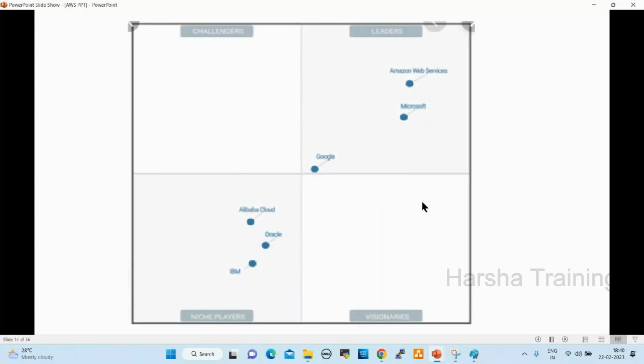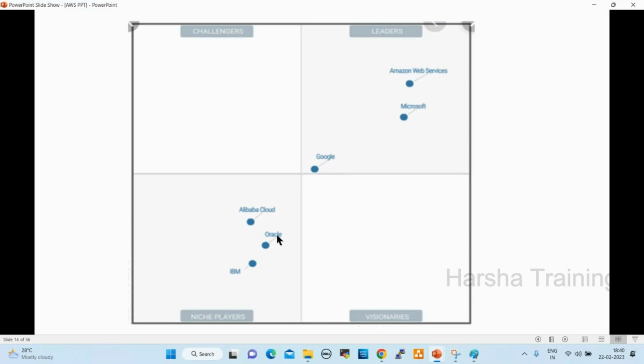Every quarter, we get a report, right? Who is in first place, who is in second place, what is the percentage, we get the report. So in the last quadrant we checked, Amazon Web Services is in first place, Microsoft is in second place, Google is in third place. Google is investing more in Google Cloud.